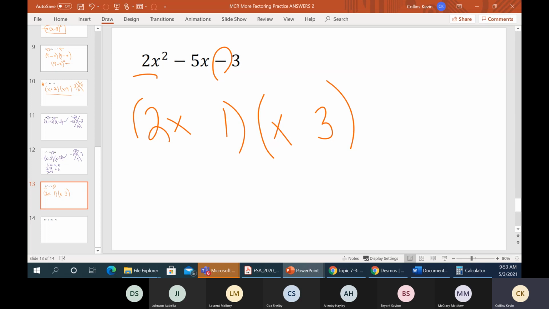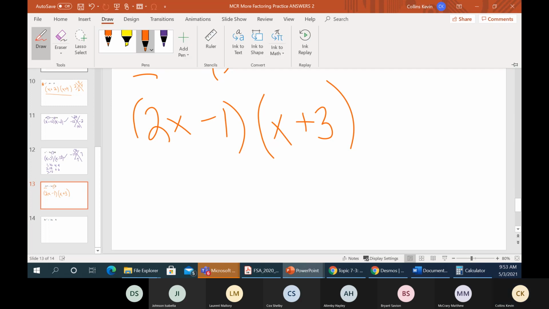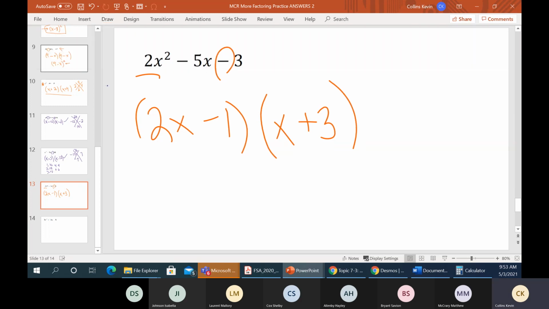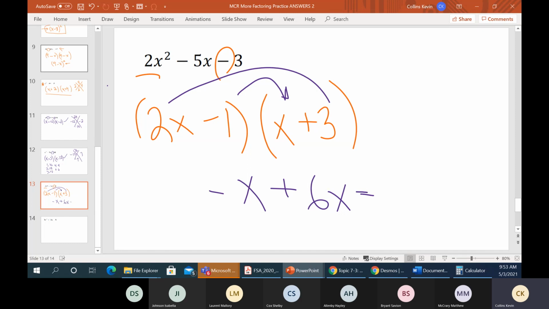So the first one, do we want plus or minus? Negative for the first? Okay, let's try it. So negative here and plus here. All right, so what you need to do to check these is we just do the inside terms and the outside terms. So the inside term is going to be minus 1 times x, that's minus x, right? The outside term is going to be 3 times 2, so that's going to be plus 6x. So 6x minus 1x is 5x. That's a positive 5x, but we need a negative 5x.